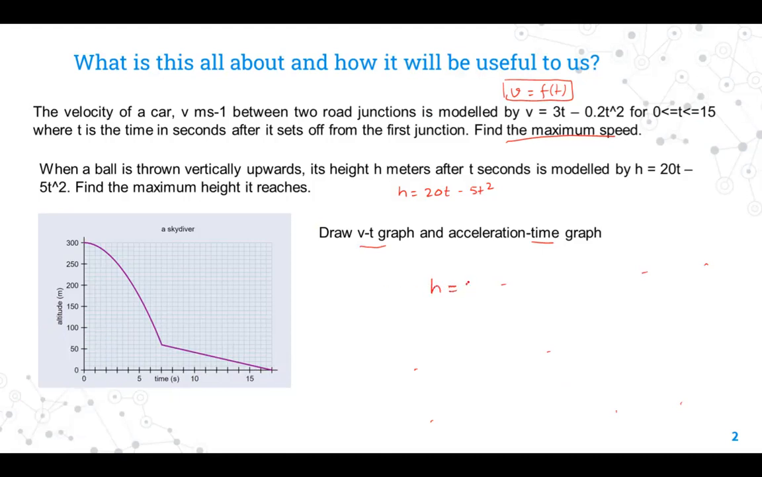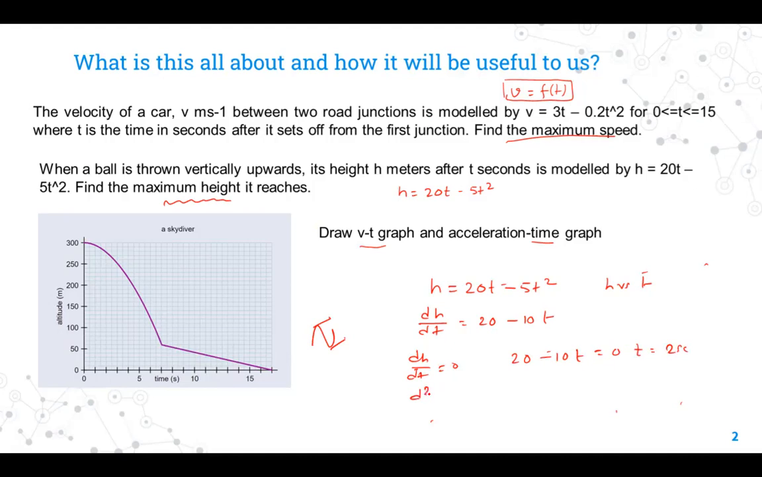Now, the second problem: height is 20t minus 5t square. We have to find out the maximum height reached. So again, this is the h versus t graph. We have to find out the maximum. So dh by dt is 20 minus 10t. We have to equate dh by dt to 0 because we know for all maxima and minima the slope is 0. So 20 minus 10t is equal to 0, and t equals 2 seconds.